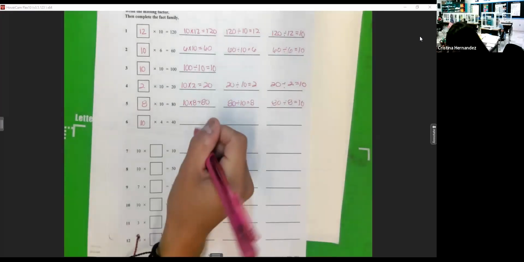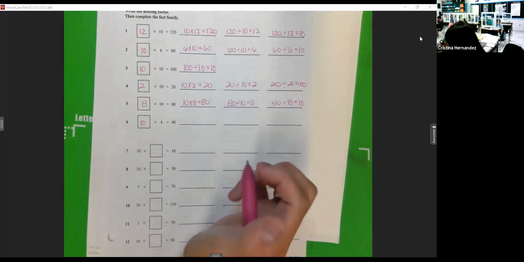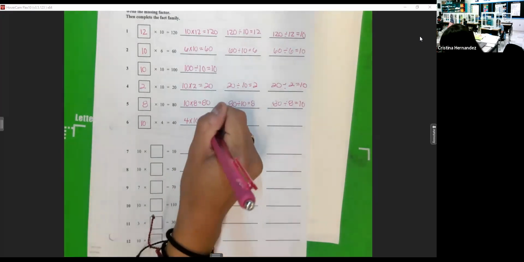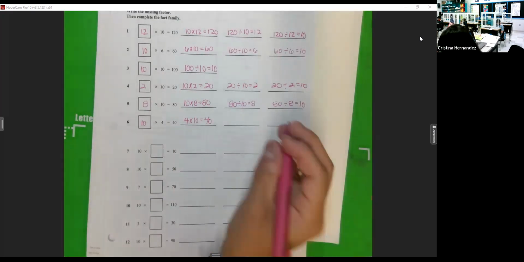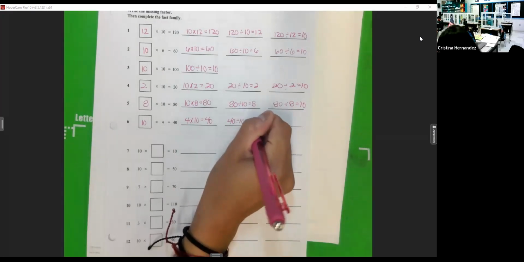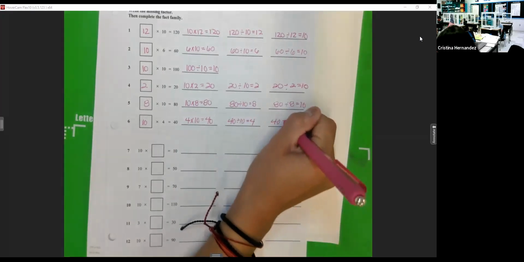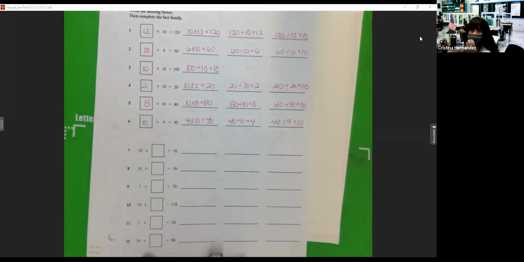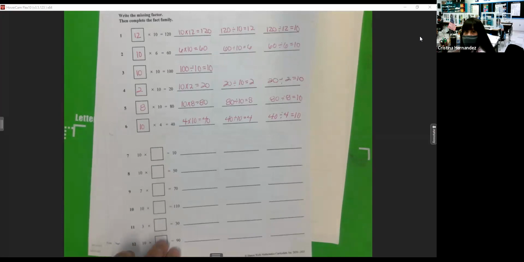10 times 4 equals... 4 times 10 equals 40. Okay, I'm going to call on you when I get done here. Then 40 divided by 10 equals 4. 40 divided by 4 equals 10. You got that? RJ's missing.